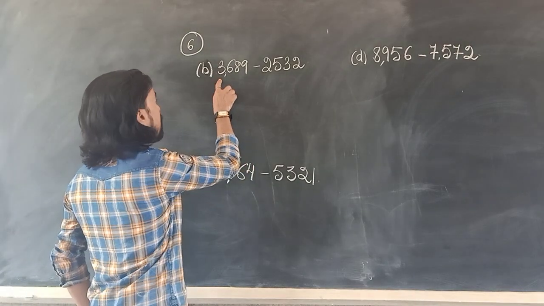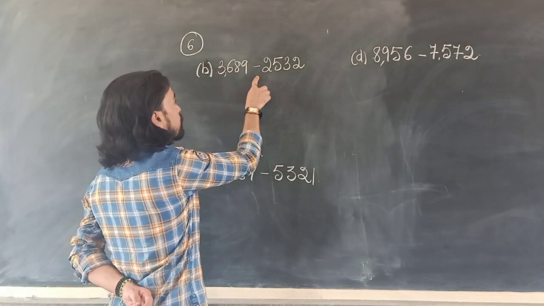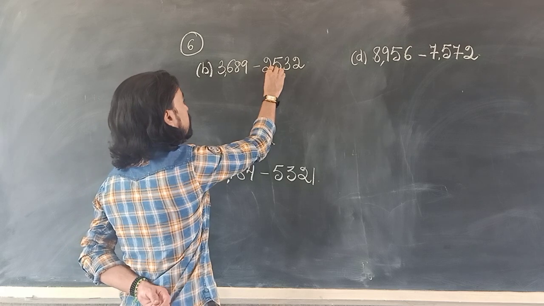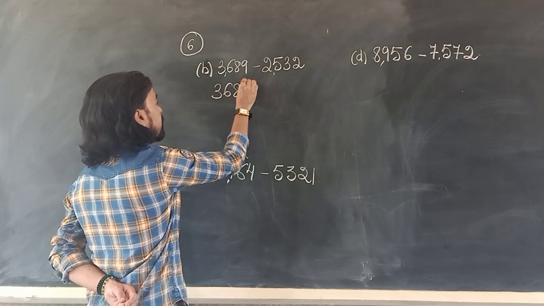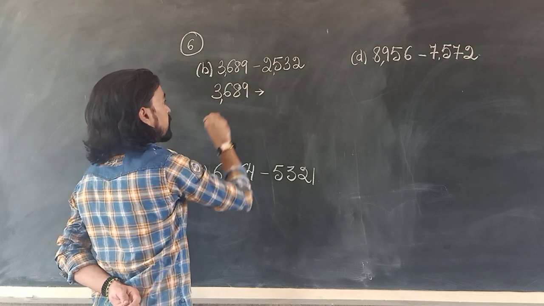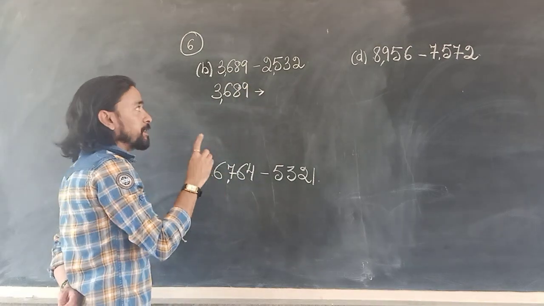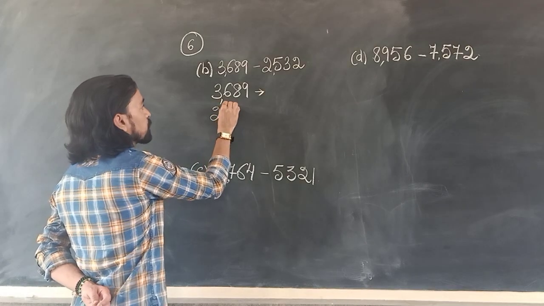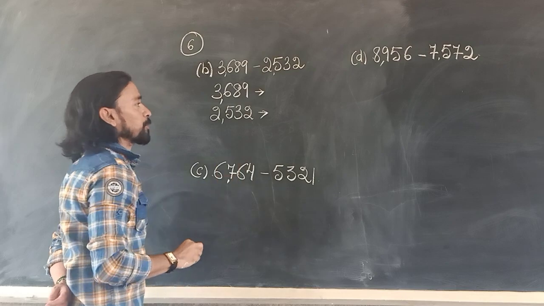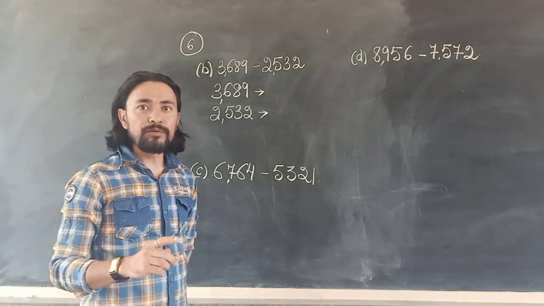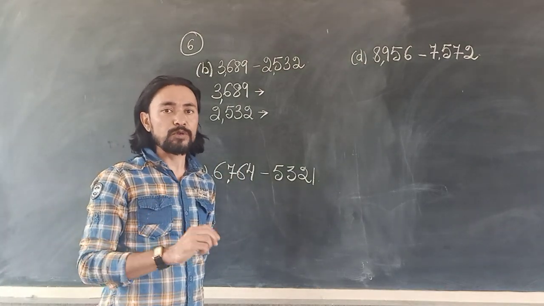So I have 3,689 minus 2,530. Again, I take down the numbers 3, 6, 8, 9 and I make an arrow. Then I take down 2,532 and also make an arrow. I am rounding off to the nearest thousands.